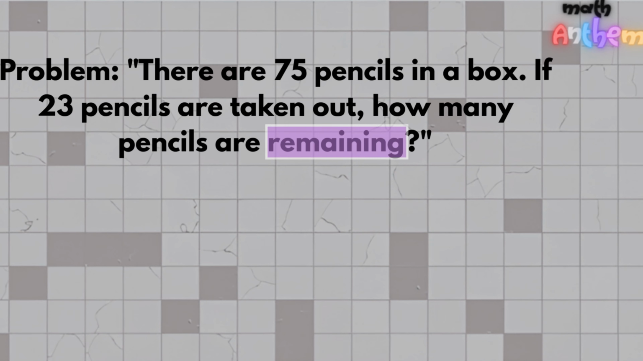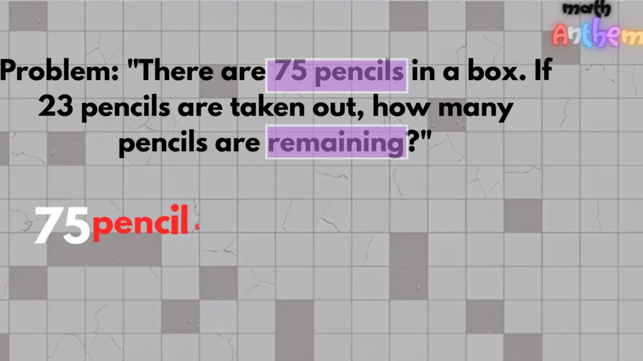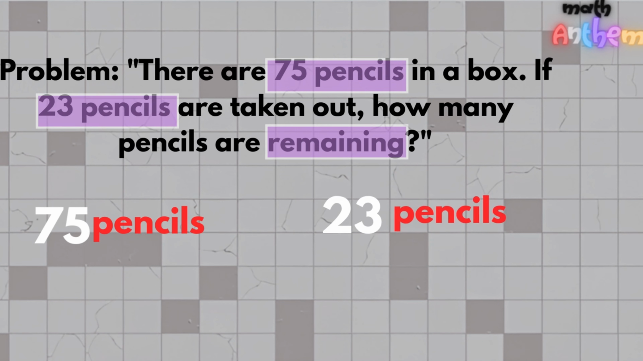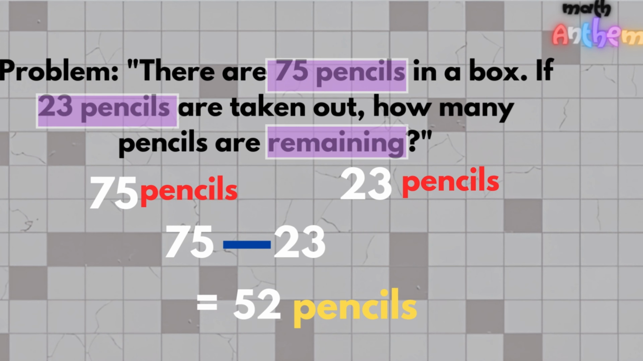In this problem, we start with 75 pencils, and after 23 pencils are taken out, we need to subtract the 23 from the 75 to find how many pencils are remaining in the box. The word remaining indicates that we are interested in the leftover amount after a part has been removed, so subtraction is the operation we need. By subtracting 23 from 75, we get 52 pencils remaining.